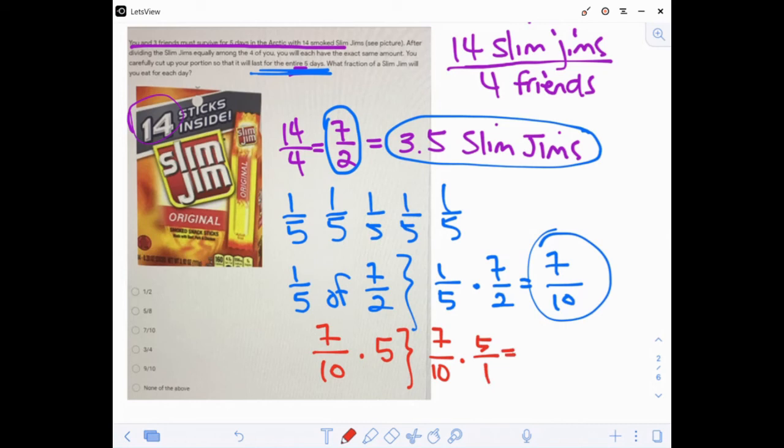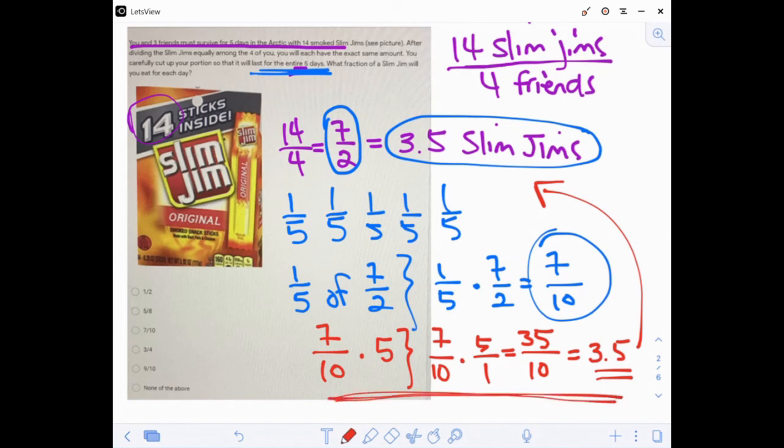Equals 35. 7 times 5 is 35, 10 times 1 is 10. 35/10. That is the same thing as 3.5. And that is how much I got, right? I started with 3.5 Slim Jims. I'm there for 5 days. What's 1/5 of my 3.5 Slim Jims? It equals 7/10. So what I did in red, just so as not to confuse anyone, I was just checking my work to make sure that it is, in fact, 7/10 of a Slim Jim every single day.